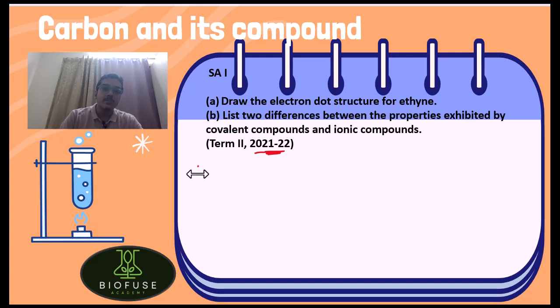So let's solve the first question, draw. That is ethyne, what is it? Alkyne. So it is a triple bond, right? So carbon carbon, it has 3 electrons like this.